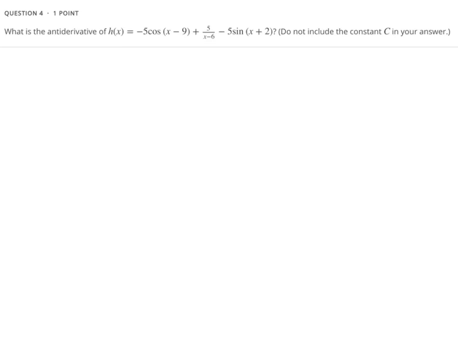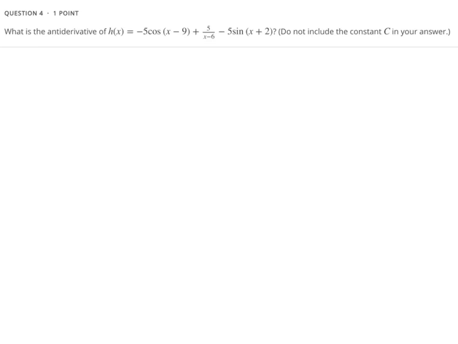They thought that they didn't have to use the constant. So unless it specifically says to leave off the constant, you really do have to have that constant in any general antiderivative. All right, so this question, notice that h of x has 3 terms.